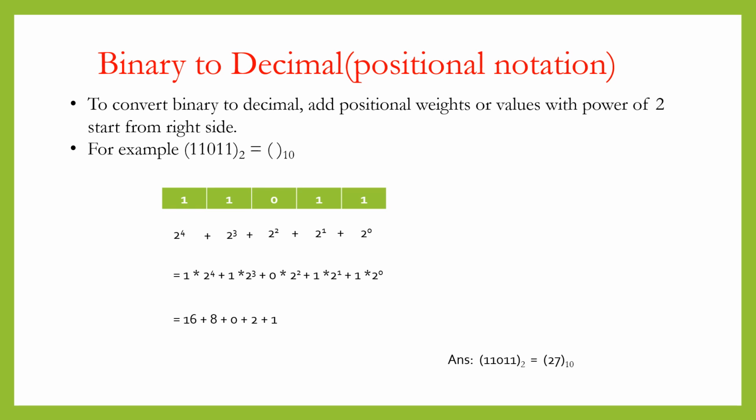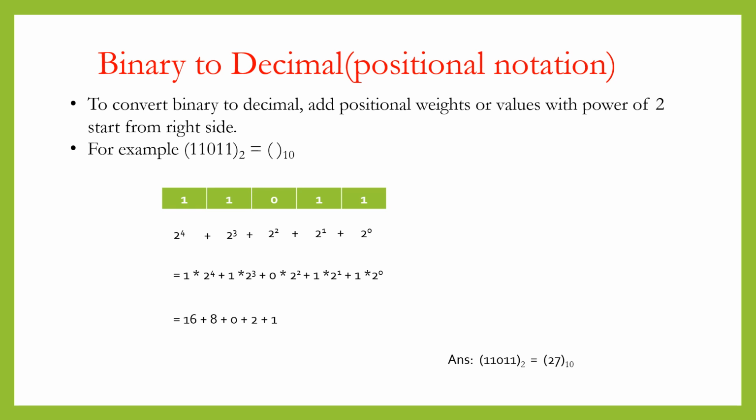As I told you earlier, the binary system is a positional value system. That means the weight of the positions from right to left increases by 1. So the positional values are 2 power 0, 2 power 1, 2 power 2 and so on for the integer part. And the weight of the positions from left to right decreases by 1. It means the positional values are 2 power minus 1, 2 power minus 2 and so on. And here we have an example.